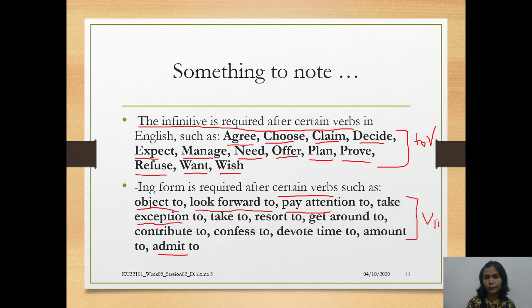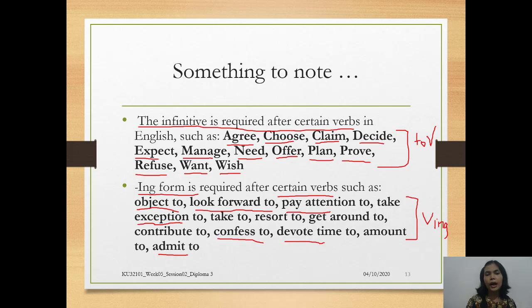For example, I look forward to seeing you. So you cannot say I look forward to see you, but I say I look forward to seeing you, because that is required in English. So that is the common rule in English, that ing form is required after these certain verbs. This is like the exception for certain verbs like this.